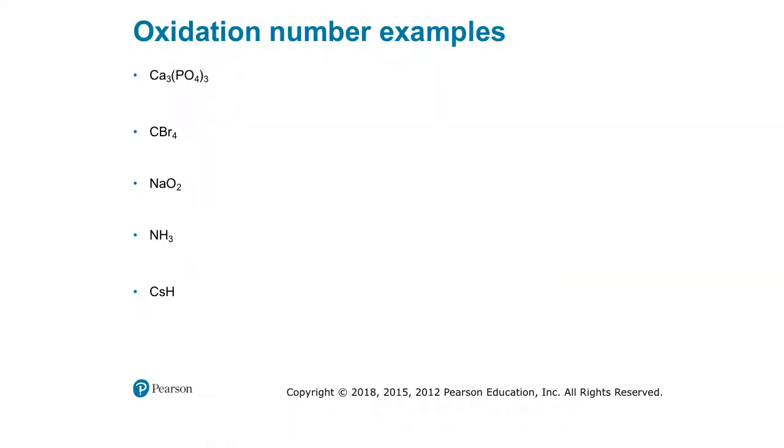Let's review some oxidation numbers. Oops, I made a mistake here. This should be PO4 3-. So calcium 2+, PO4 3-. Our oxidation number for calcium would therefore be a 2+.